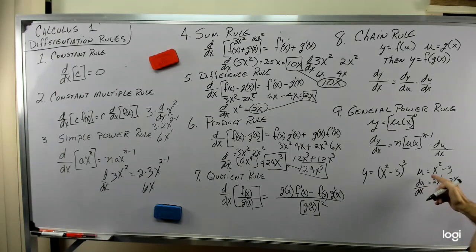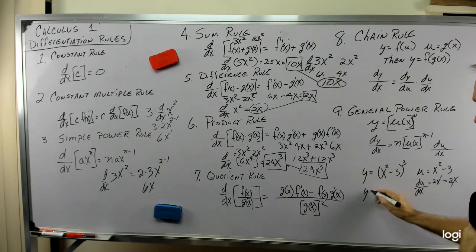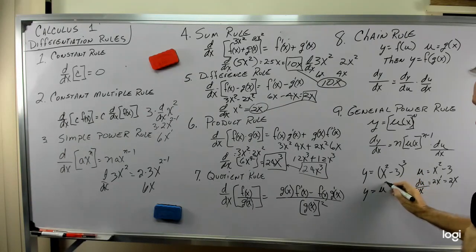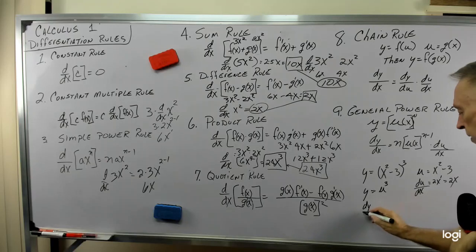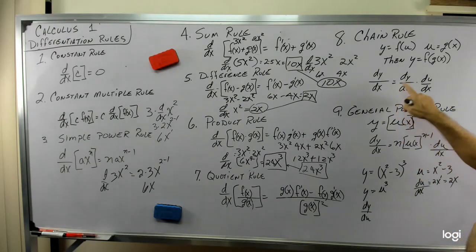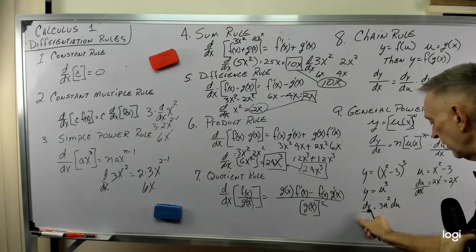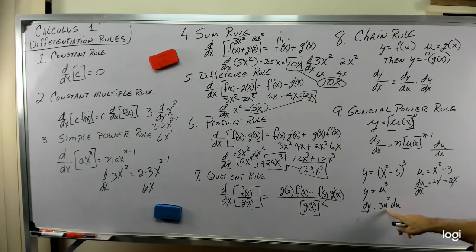Now then, let me substitute. I have y equals u, because I said everything inside was u, to the third power. Now then, I want to take a derivative of y with respect to u. So dy du equals 3 times u to the 3 minus 1, which is 2. Now, the derivative of what's inside, with respect to u, is 3u to the second power du. But what did we say du was? It was 2x. So let's go back.